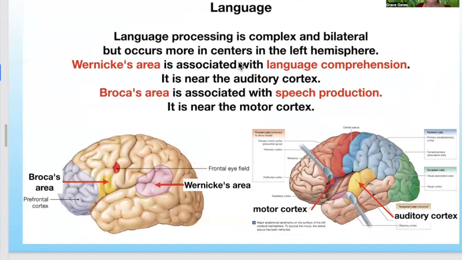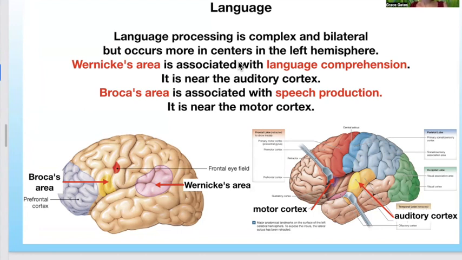Language processing is complex and bilateral, but occurs more in centers in the left hemisphere. There are two areas that are associated with language that I would like you to learn for your future clinical work, because these areas, if damaged by a stroke, let's say, leave the person with language deficits that can often be extremely difficult for the person and for the people that care about the person.